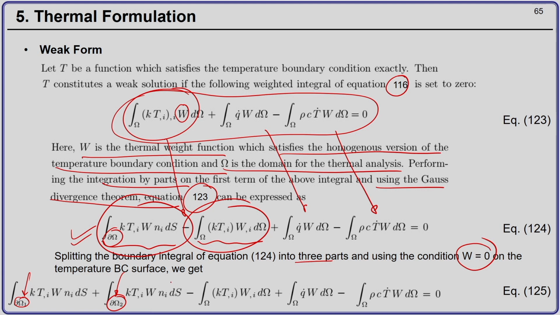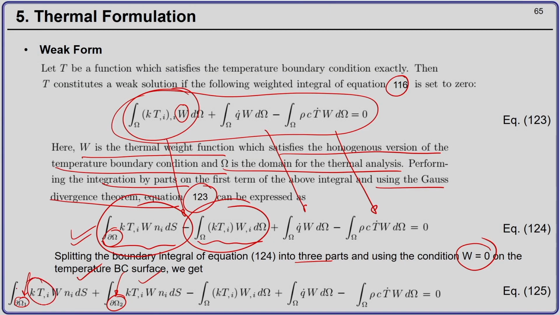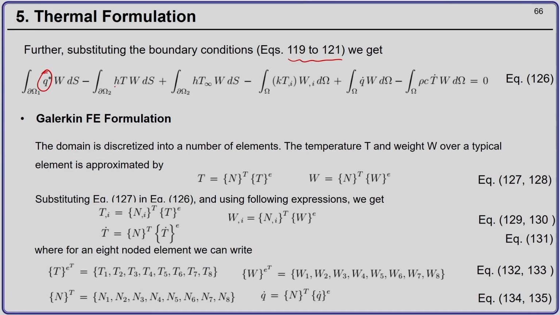So, instead of 3, you will finally have 2 surface integrals, and then if you substitute from equation 119 and 121, on del omega 1 you will have this term, k T comma i n i will be Q star, and on del omega 2, k T comma i n i will be h into T minus T infinity. Okay. So, this is the second term. Okay. And then this is your weak form.